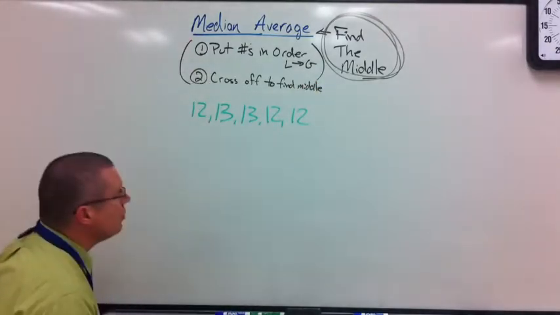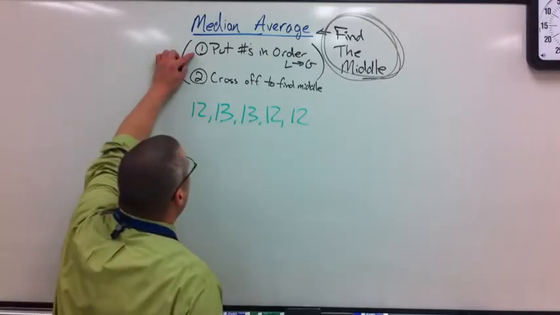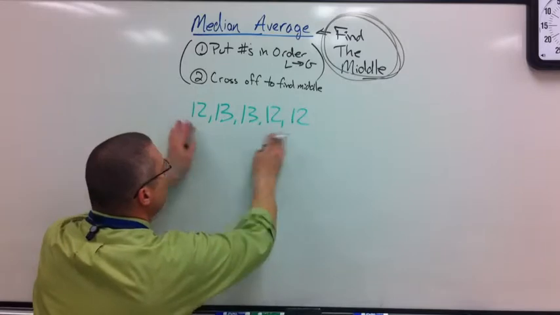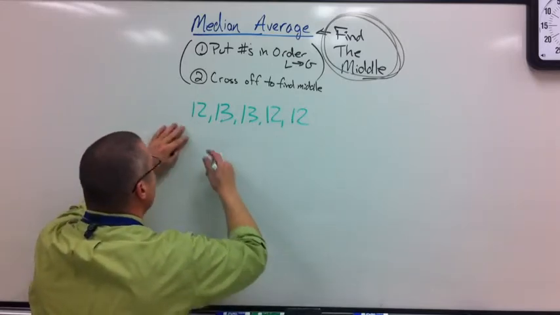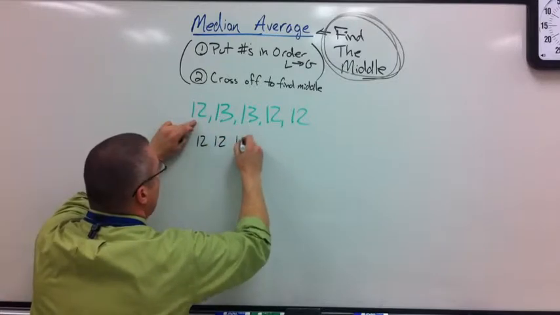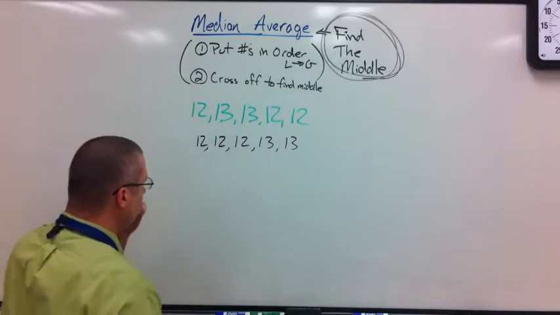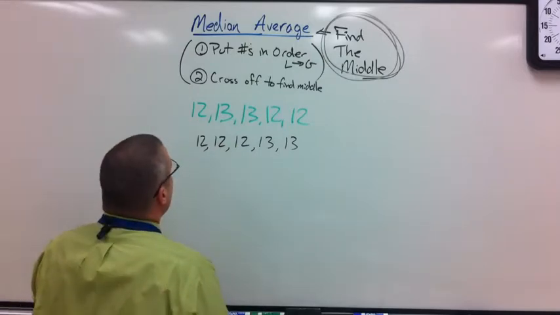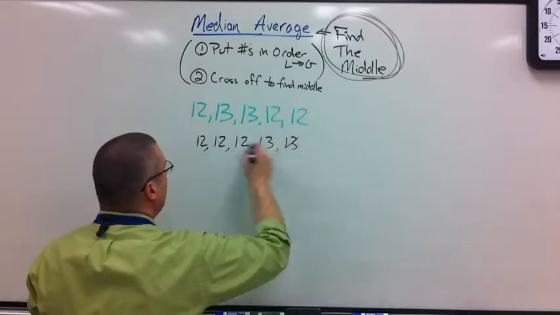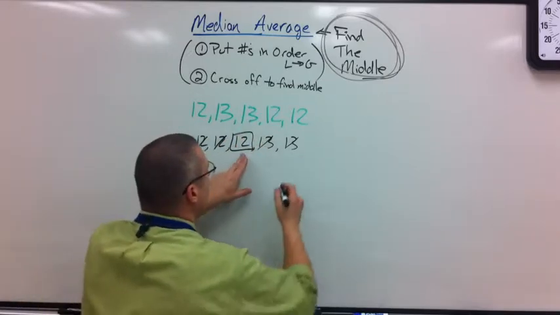So let's go back to this student's age, 12, 13, 13, 12, 12. Well, step one is I have to put them in order. I can't start crossing off now, it's going to mess it up. So I take 12, 12, 12, 13, 13. Step two, cross them off. 1, 1, 1, 1, and I end up with 12, my middle number.